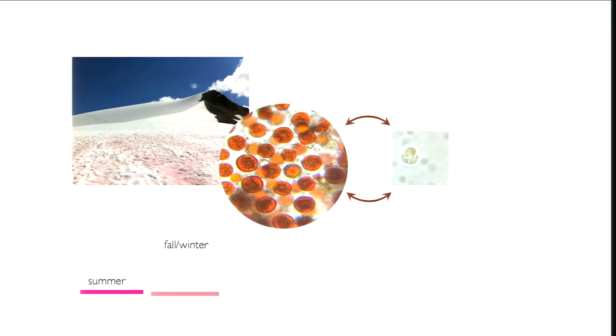And then in the fall and winter, we get new snow falling on top of that, and the algae that are there turn into cysts. So they kind of suspend metabolism, and they overwinter underneath that snowpack. So if this was a glacier, this would be on a snow or ice surface. And if this was a place where there's annual snowpack, this would be on rocks or soil surfaces.